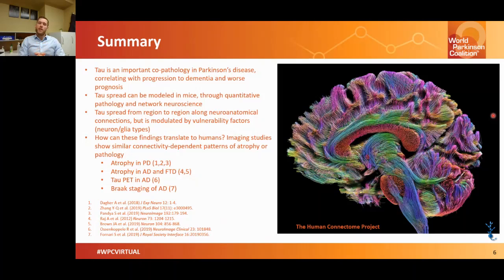But these studies were in mice. Can this help us understand human disease? Recent imaging studies in human brains have found that atrophy or pathology patterns in neurodegenerative diseases can be explained by using similar mathematical models based on spread through human brain anatomical connections. I've noted several examples here for Parkinson's disease and for tauopathies, including Alzheimer's disease and frontotemporal dementia. It's our hope that by understanding this spread, we can better estimate disease prognosis and evaluate the impact of therapeutics on disease progression.